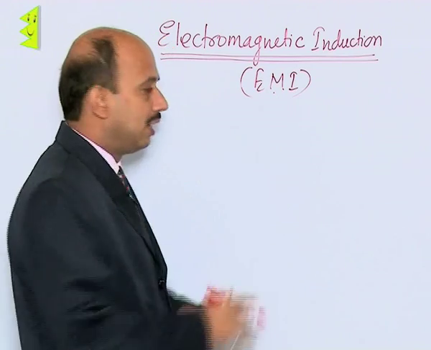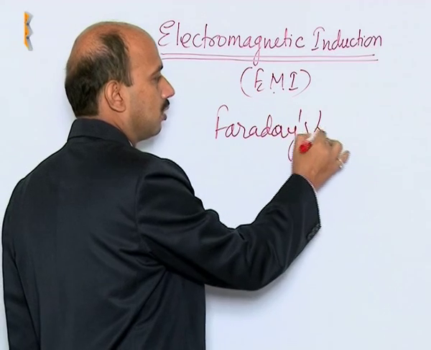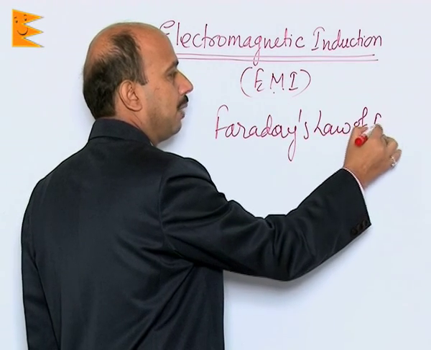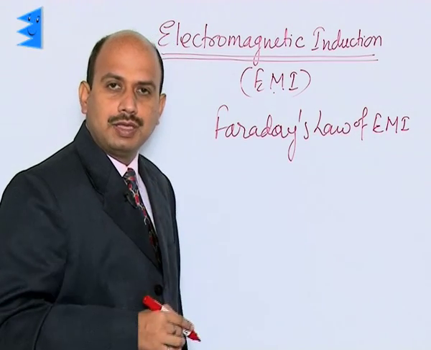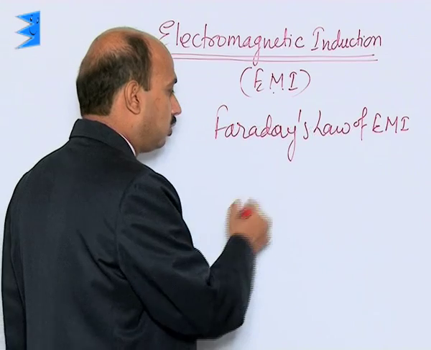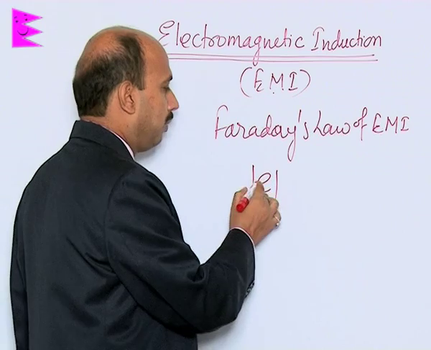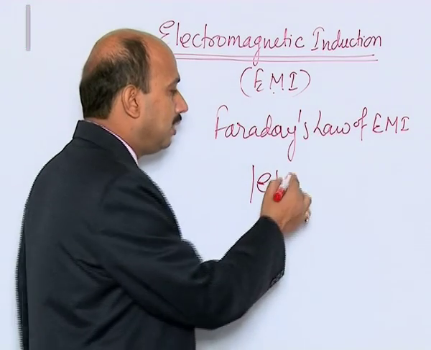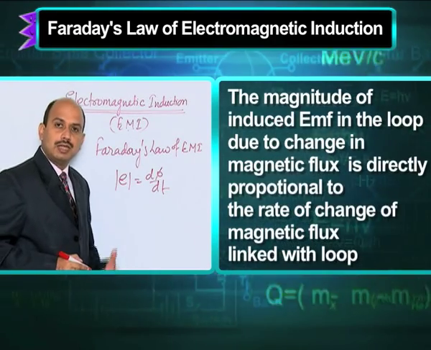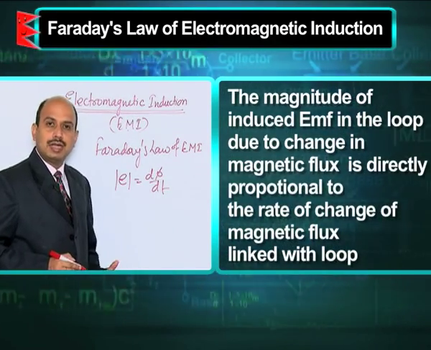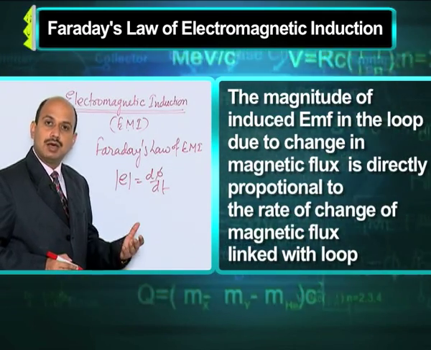There are also Faraday's laws of electromagnetic induction. In Faraday's laws of EMI, that is electromagnetic induction, we can write that the magnitude of the EMF induced in the circuit is given by E equal to d phi upon dt. So, the magnitude of the induced EMF in the loop due to change in magnetic flux is directly proportional to the rate of change of magnetic flux linked with the loop.